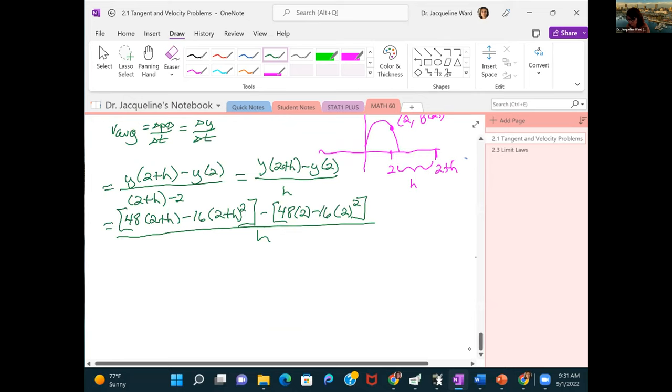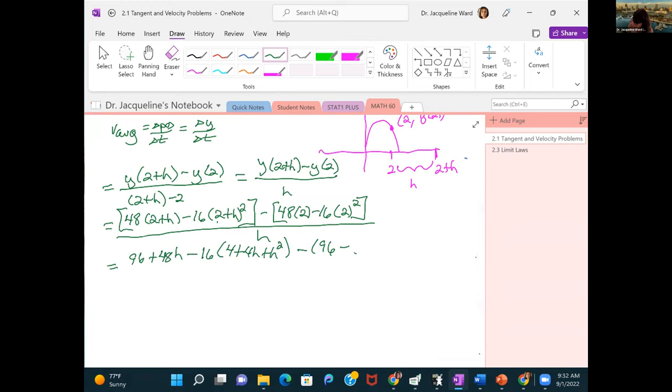Okay, so then we just want to simplify this. So we work inside the brackets and multiply out those parentheses and all of that. So 48 times 2, we get 96 plus 48h, minus, and you have to FOIL 2 plus h quantity squared and then multiply it by negative 16. When you FOIL that, you end up with 4 plus 4h plus h squared. And then multiply that by the 16. And then you have 2 times 48 is 96, minus 4 times 16 is 64.